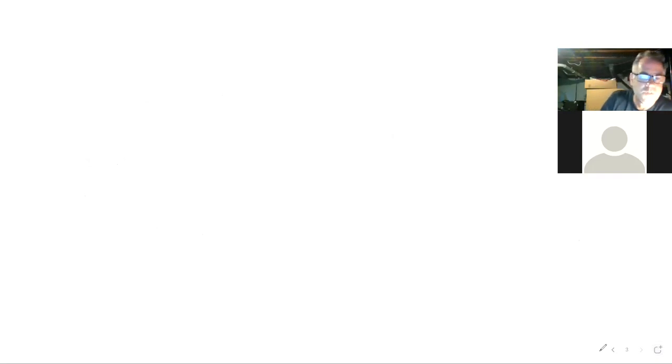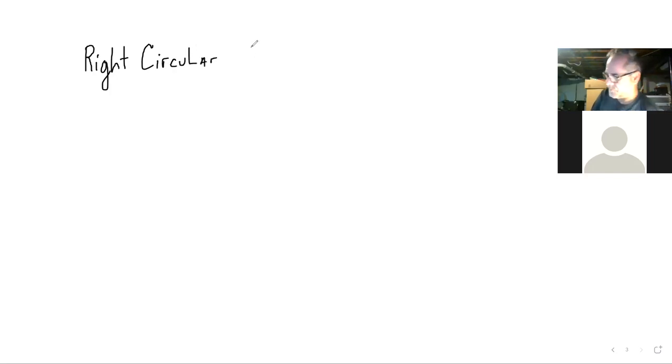All right. And I want to consider another spatial figure that's not a polyhedron. We're going to call this a right circular cylinder. Right circular cylinder. All right. Again, I'm going to attempt to draw this. So think pop can.